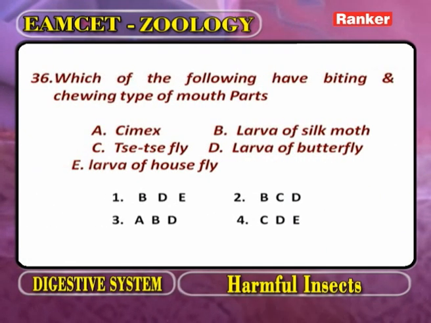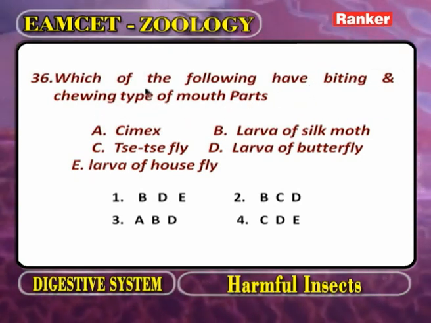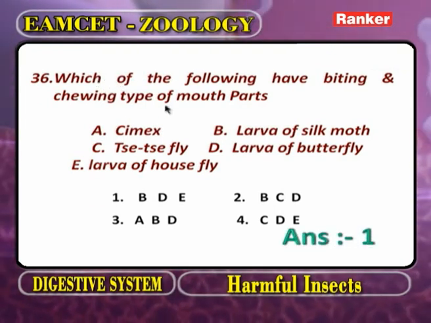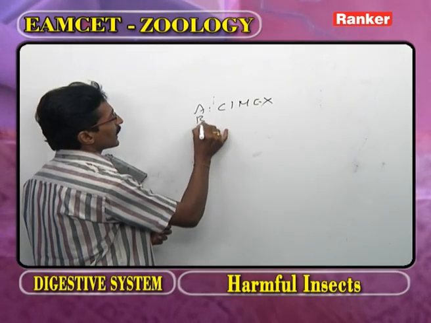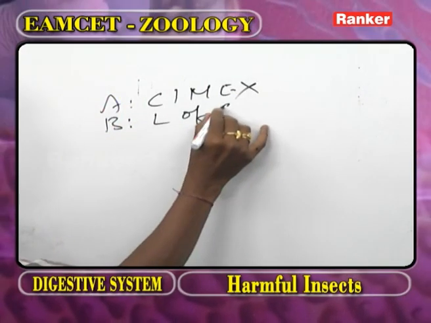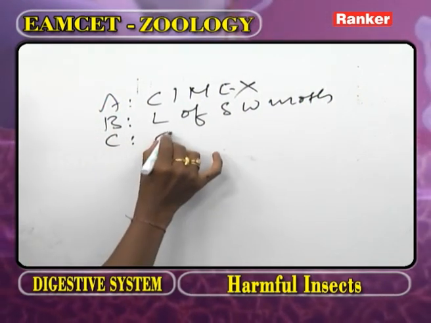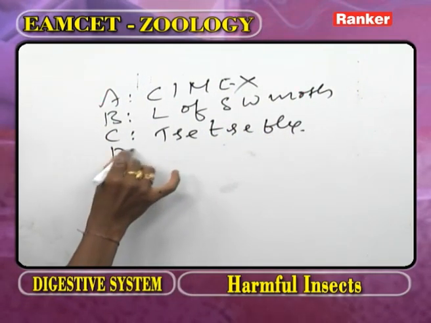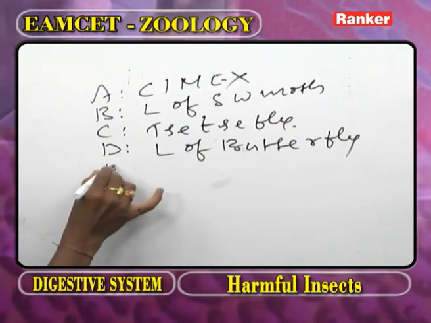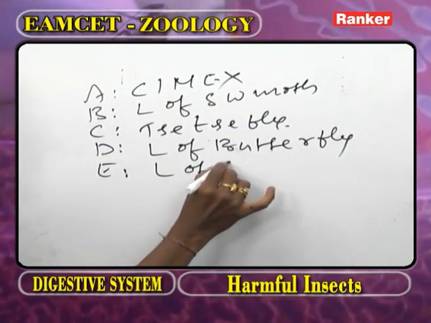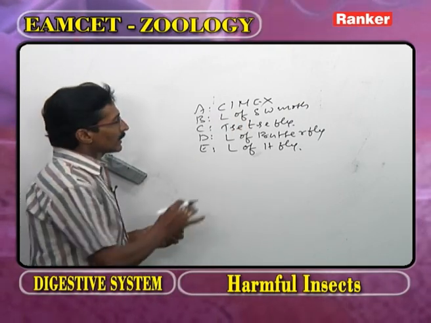Now what is the next question? Which of the following have biting and chewing type of mouth parts? Again repeating, which of the following have biting and chewing type of mouth parts? One option is the Cimex, the second is the larva of silkworm moth, the third is the tsetse fly, the fourth is the larva of the butterfly, and the fifth is the larva of the housefly. Now these are the given options where we are going to observe the biting and chewing.